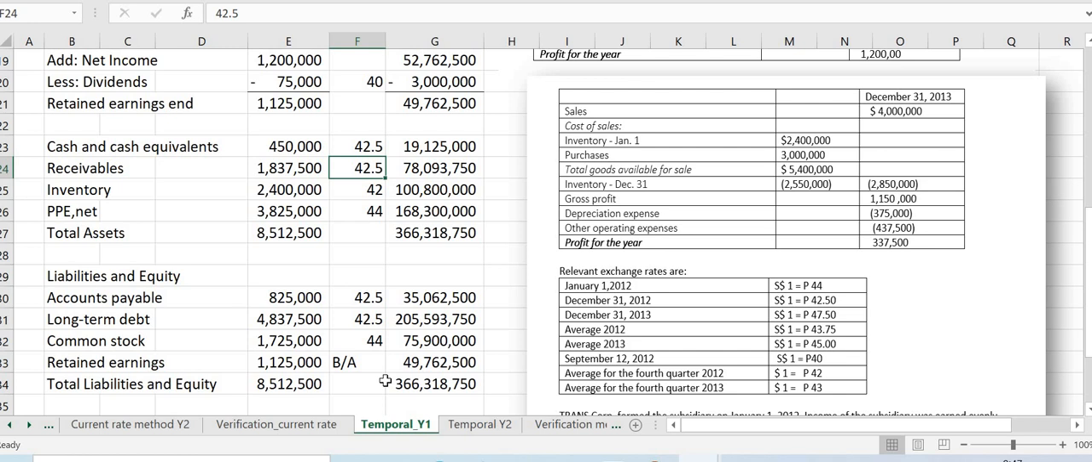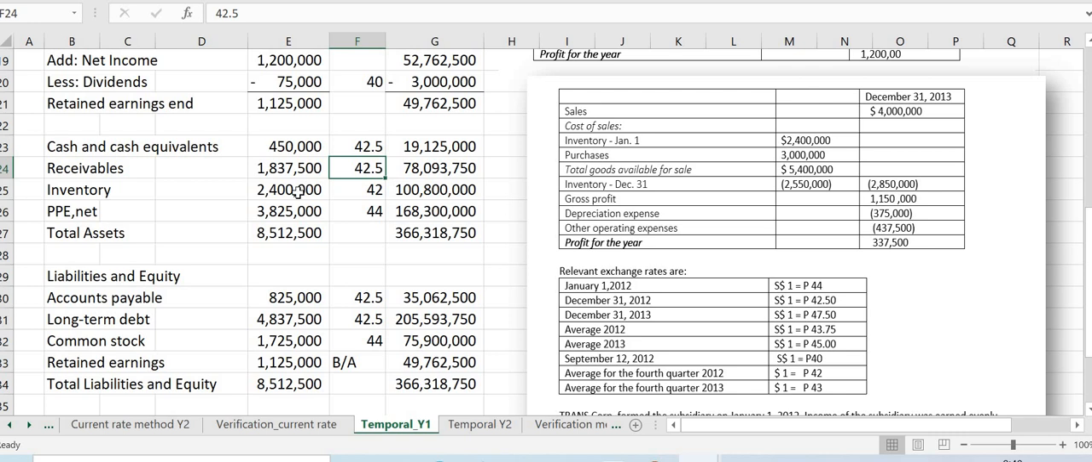Okay, since we have total assets of 8,512,500 on December 31, 2012, for the temporal method we need to classify assets into monetary and non-monetary. The monetary assets are cash and cash equivalents and receivables. Inventory and property, plant, and equipment are non-monetary assets. For monetary assets such as cash and receivables, we translate using the current exchange rate, which is 42.5 on December 31, 2012.